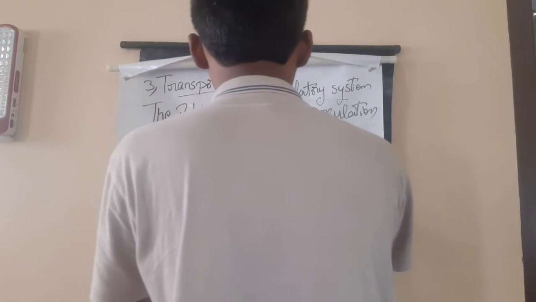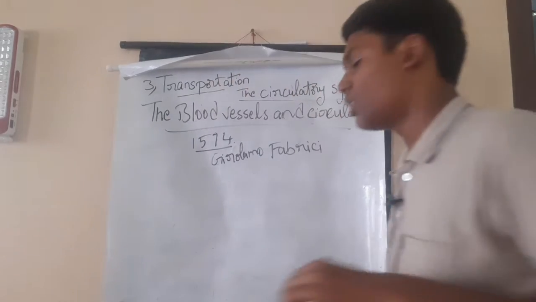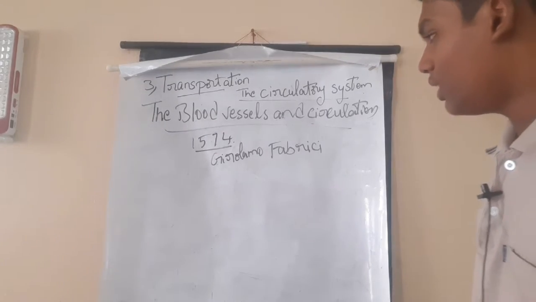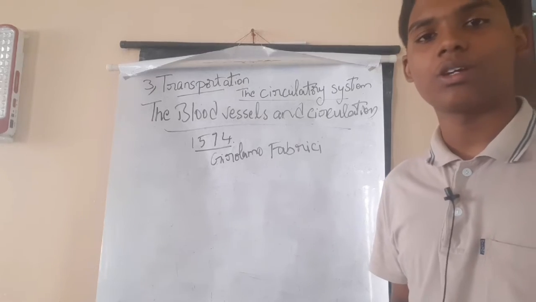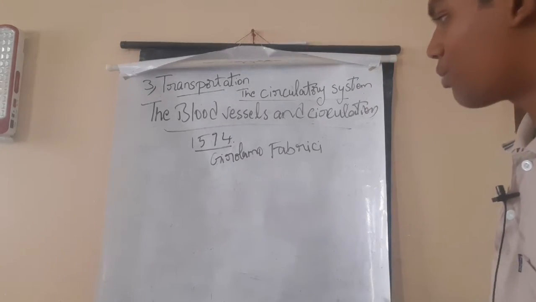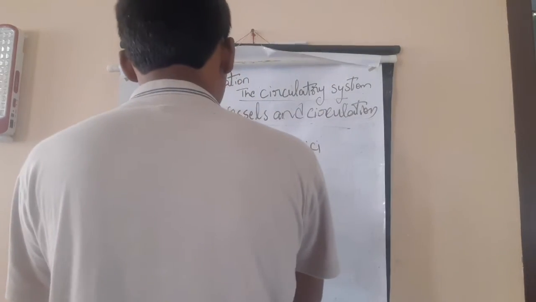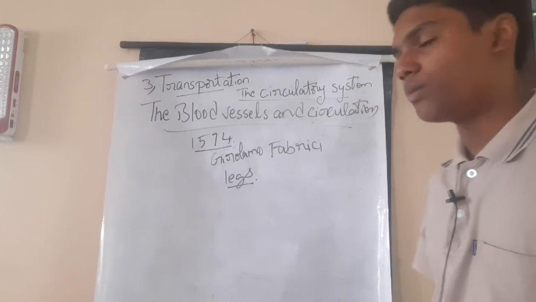Girolamo Fabrici. Who is Girolamo Fabrici? I already explained that he is the inventor of veins. How he invented the veins and what observations he made while doing experiments. In the process of inventing, first of all, he invented the veins in the legs. Okay? He invented the veins in the legs of a human body.